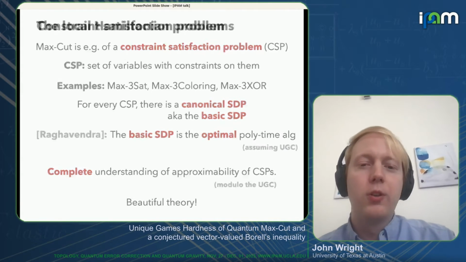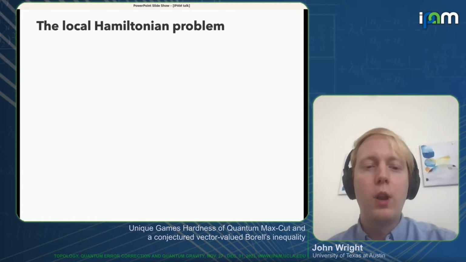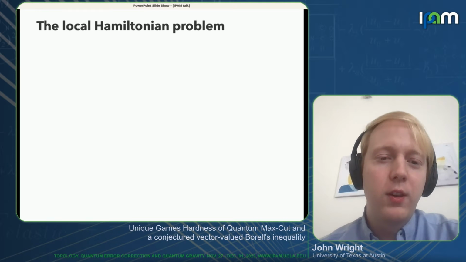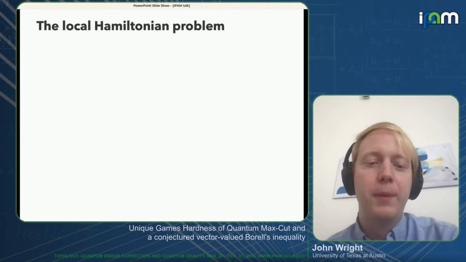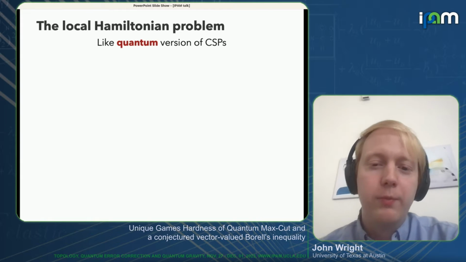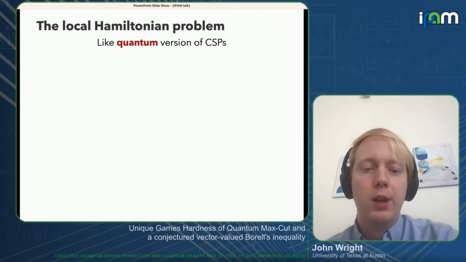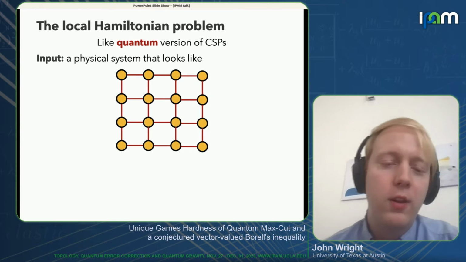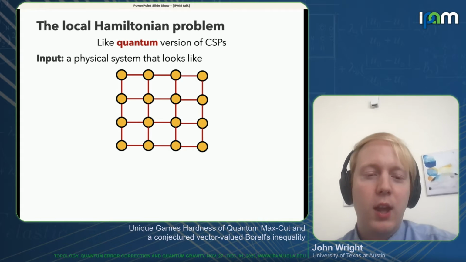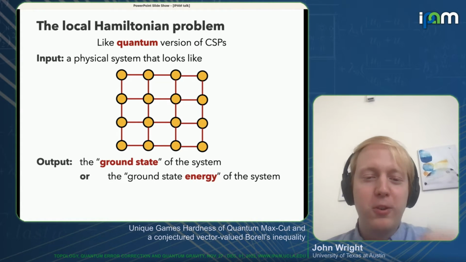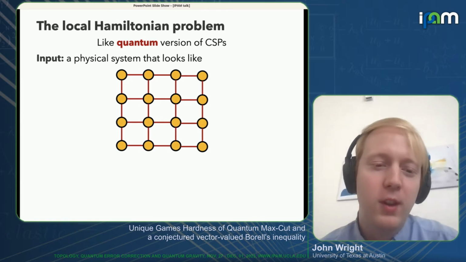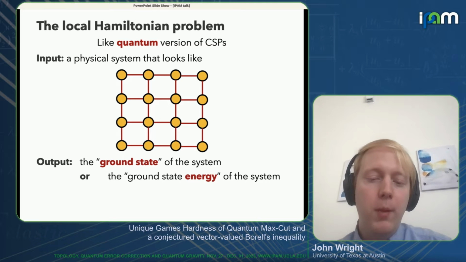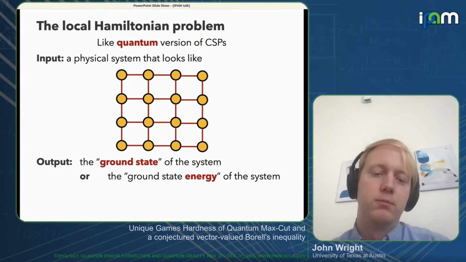Okay, but this talk is not about classical CSPs. It's about this quantum problem of the local Hamiltonian problem. I'm sure many of you know what this is, but let me just say it's a quantum version of constraint satisfaction problems. Your input in the local Hamiltonian problem is a physical system that looks like this maybe. Some particles and some constraints between the particles. And your output is going to be either the ground state of the system or maybe the ground state energy of the system.